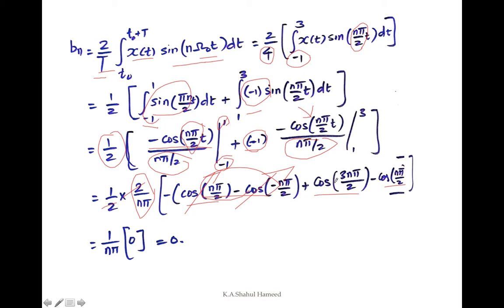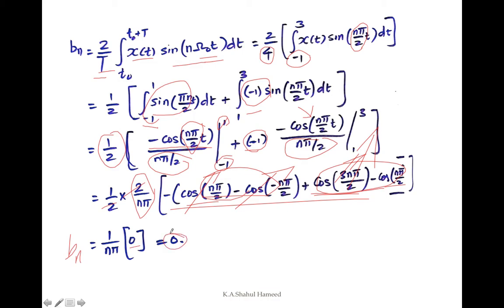This is a trigonometric formula. So adding these two things you will get 0. The final value, when you add all these terms, is 0. So the second coefficient bn is equal to 1 by n pi times 0, so you will get 0.